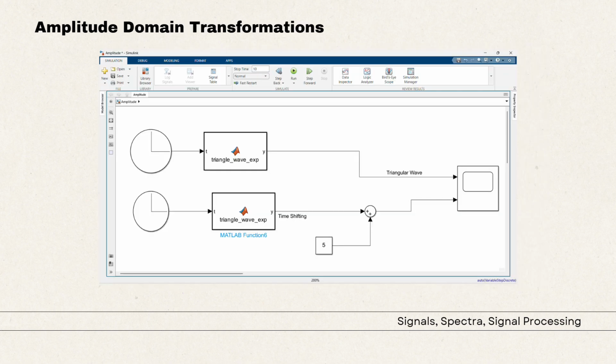This block applies amplitude shifting by adding a constant value to the triangle waveform. In Simulink, this is done using a sum block connected to a constant input. The result shifts the entire waveform upward or downward on the amplitude axis, depending on the value. It changes the baseline of the signal, but keeps its shape and timing unchanged.